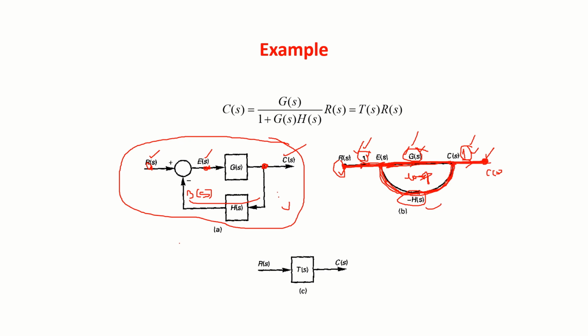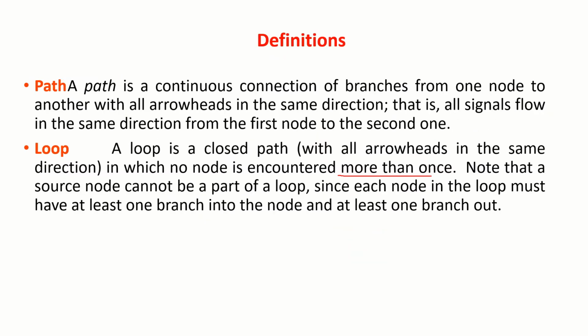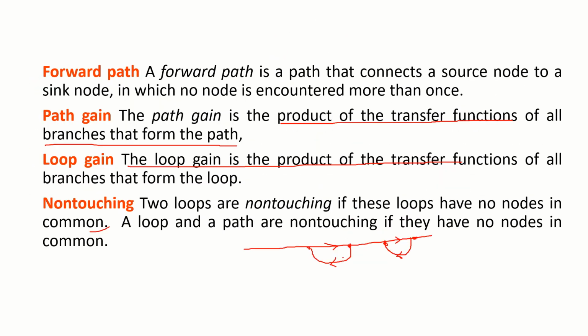Start from a point, move in the direction of the arrow, and come back to the same point without crossing any node more than once. That is a loop. When you multiply these branch transfer functions, you get the loop gain. And I have also told you about non-touching loops. Two loops are non-touching if they do not share a common node. These are the terminologies that we normally use.